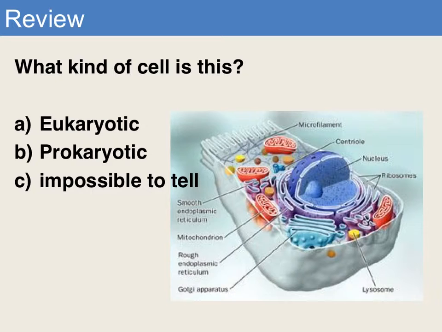So, what kind of cell is this? Is this a eukaryote or a prokaryote, or impossible to tell? Eukaryote. Okay. Why? Well, it's got a nucleus. It's got a mitochondrion and a bunch of other stuff. So, in this case, with the eukaryote, the transcription and translation have been separated. The transcription happens here. The translation happens out in the rest of the cell. Bacteria aren't like that. Transcription and translation all happen in the same place.